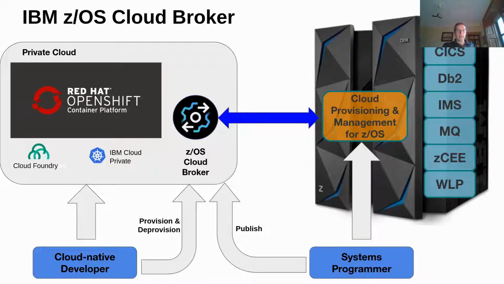The cloud native developer then, using the native tools and processes they're used to, can then provision CICS and Db2 and IMS in the same way as they might provision a MariaDB database or an Nginx web server, for example. And most importantly, as well as provision, they can deprovision those resources as well, because the bane of a z/OS administrator's life is the number of environments that don't get deprovisioned after developers are finished with them. And so the deprovisioning process is just as important as the provisioning process.